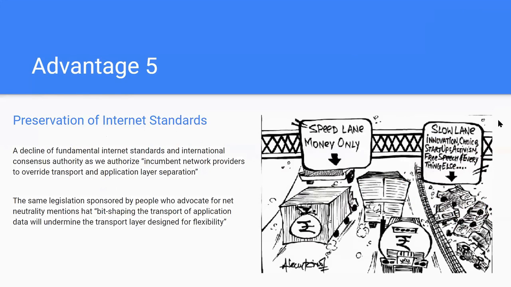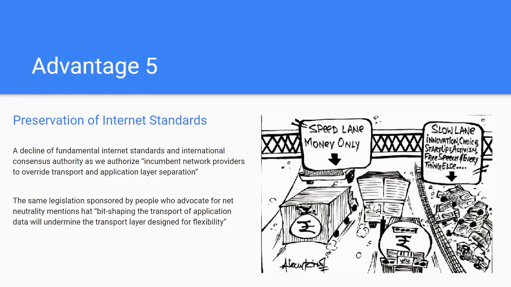Another advantage of net neutrality would be the preservation of internet standards, since they are key to allowing devices, services, and applications to work together across a wide network of networks. Net neutrality advocates have sponsored legislation claiming that authorizing network providers to override the transport and application layers on the internet would signal the decline of fundamental internet standards and international consensus authority. With net neutrality, the organizations are all open, transparent, and rely on consensus building processes to develop standards.